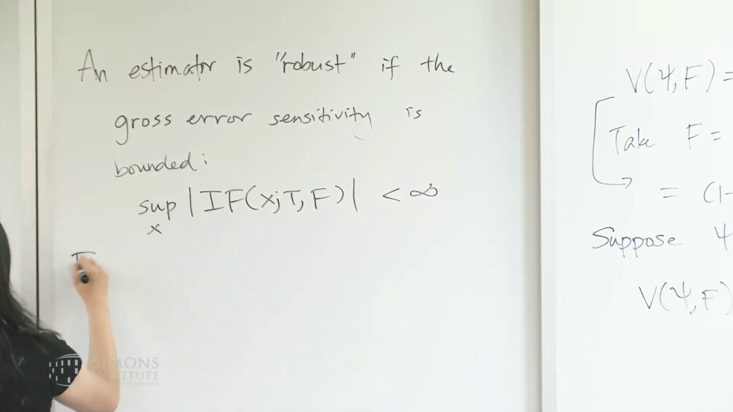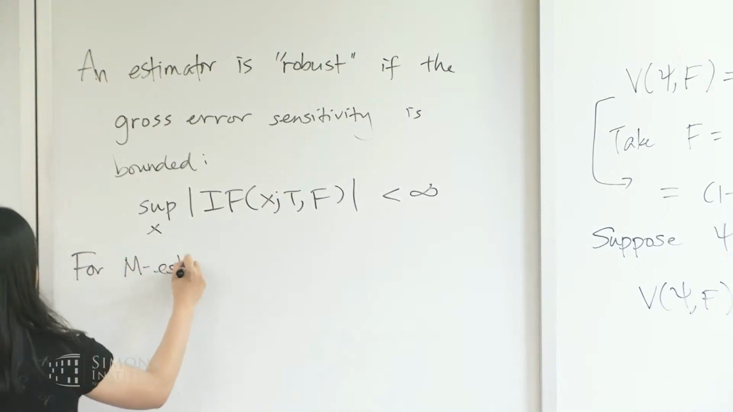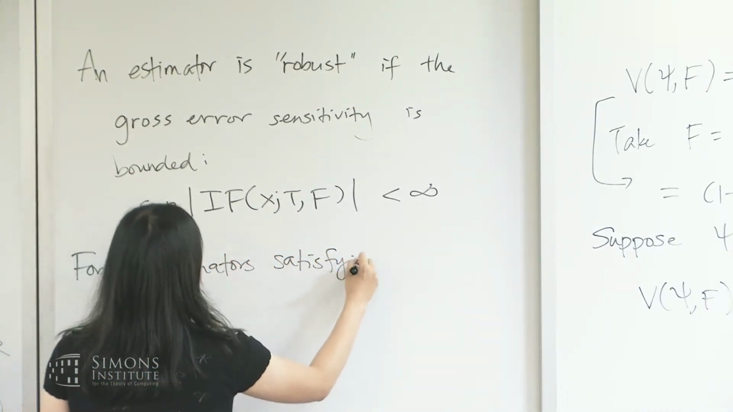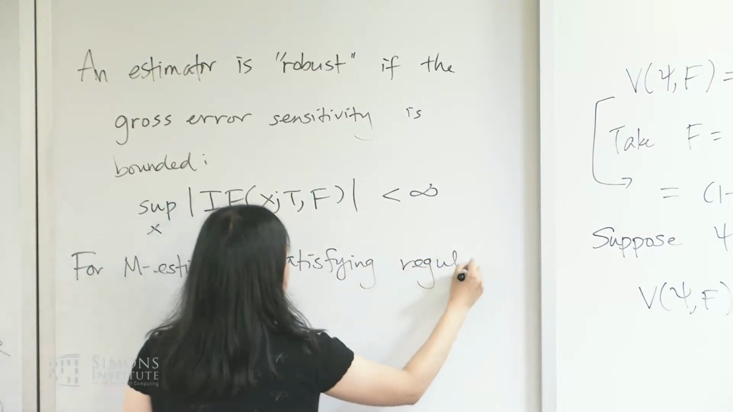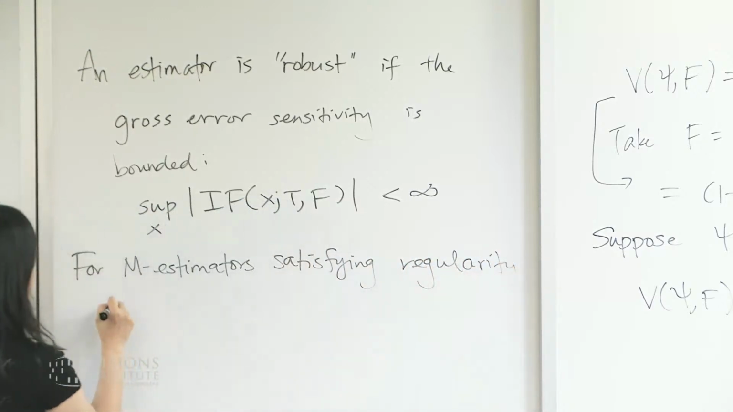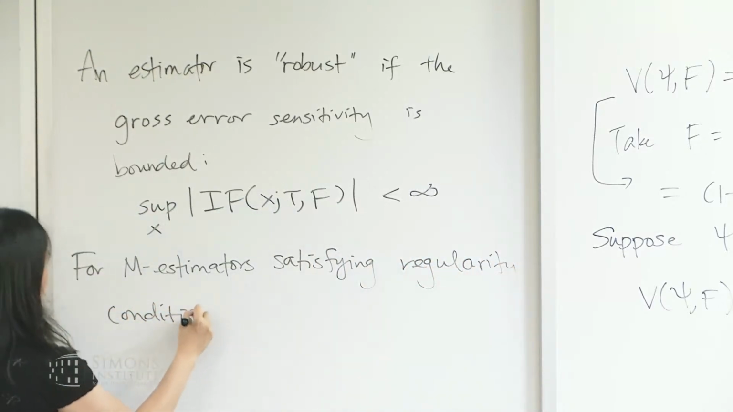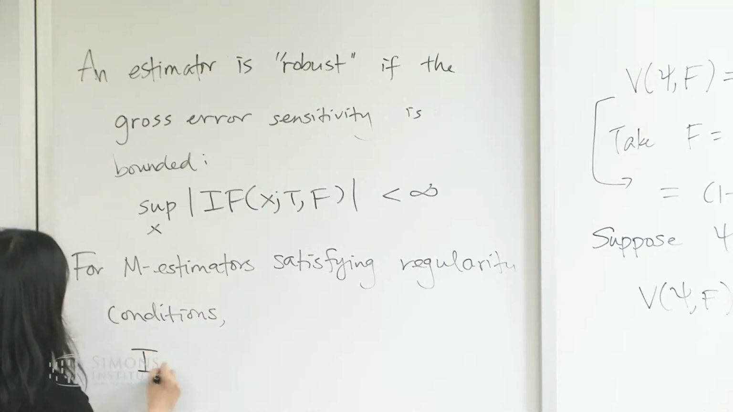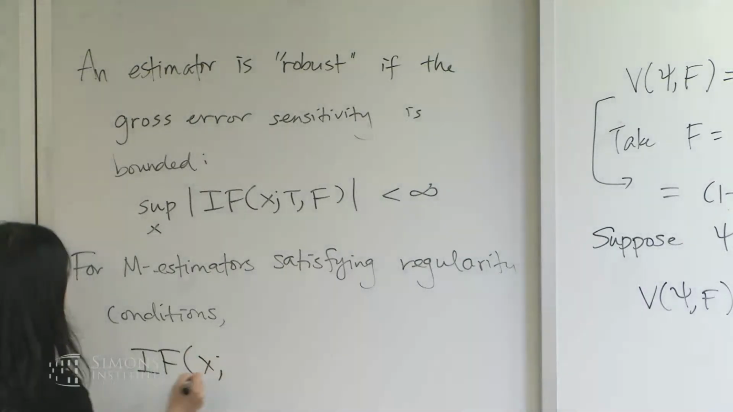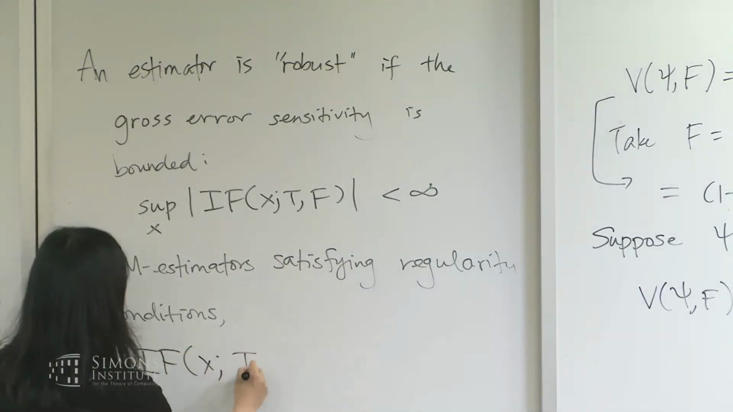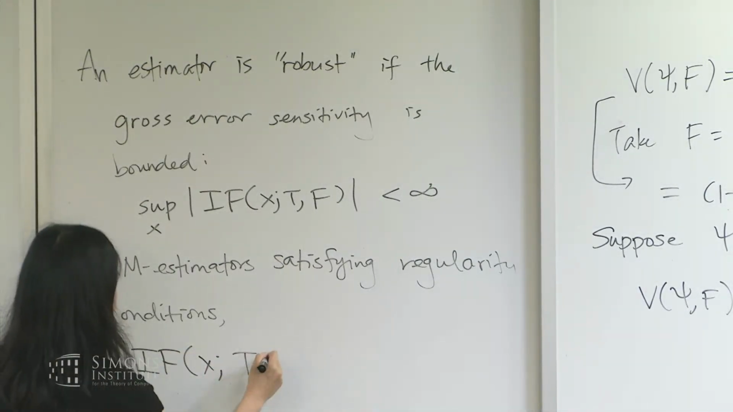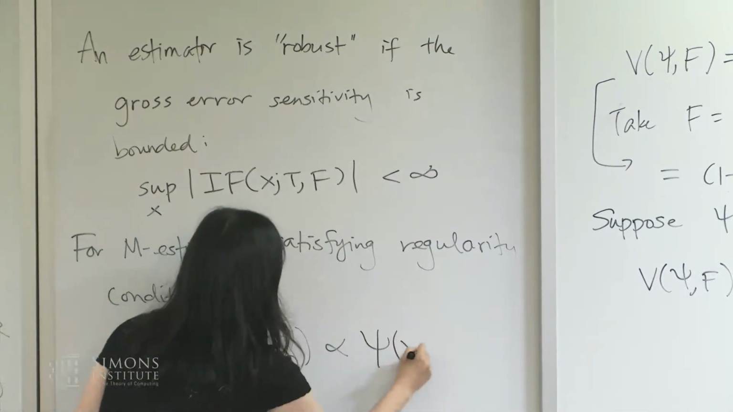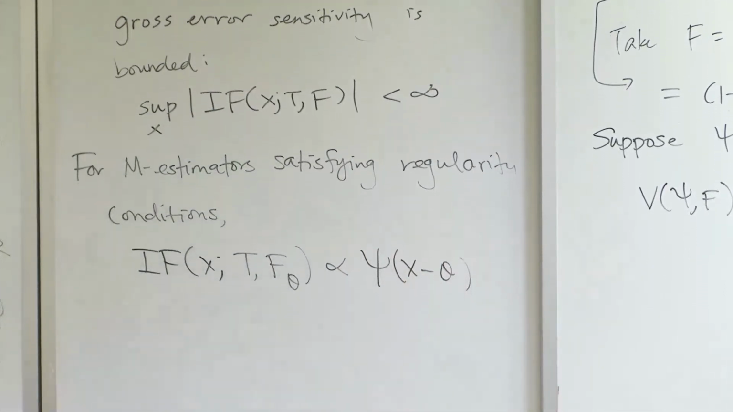Okay. And we're not going to go much in this direction, but the one thing I want to say is that for M-estimators satisfying regularity conditions, one can calculate the form of the influence function. And what you have is that the influence function in direction x of T, F, theta is proportional to psi of x minus theta.